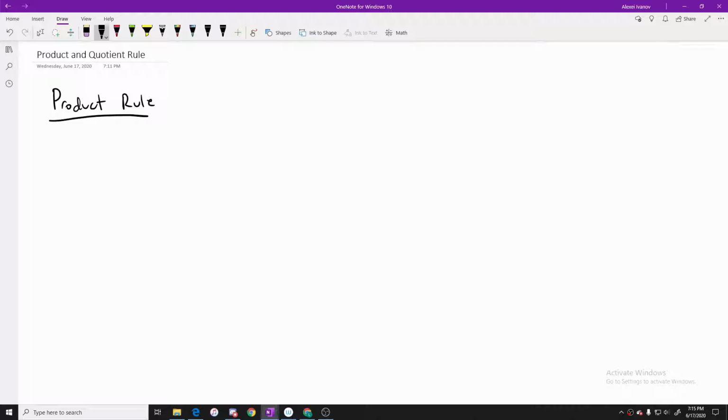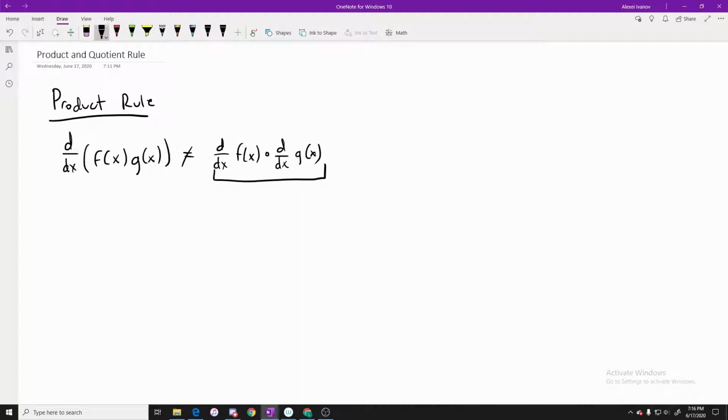So the product rule, we'll start off with that. Basically this is when we have the derivative of the product of two functions, f of x times g of x. It's important to note that this right here is not equal to this right here. We can't just multiply the two derivatives. These two are not equal.